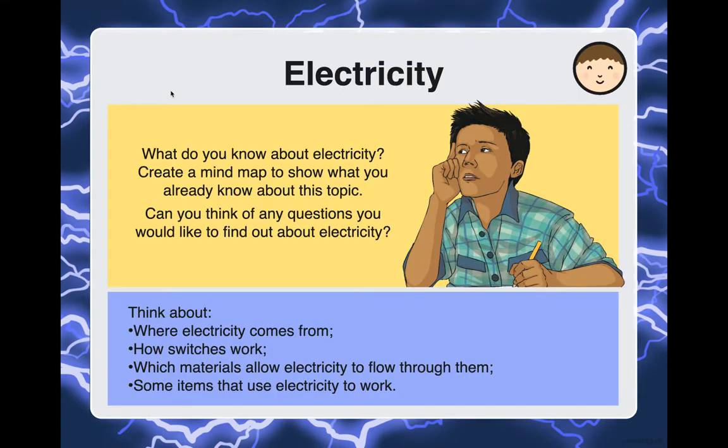So, electricity. What do you know about electricity? I'm going to have you create a mind map to show what you already know about this topic. And I want you to think of any questions that you would like to find out about electricity. So here are some ideas to think about when you're doing this assignment. Think about where electricity comes from, how light switches work, and which materials will allow electricity to flow through them. And also, what are different items that use electricity? So brainstorm. Go ahead and pause the video and brainstorm about these questions that I asked you.